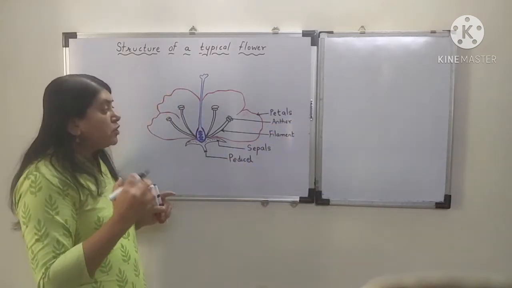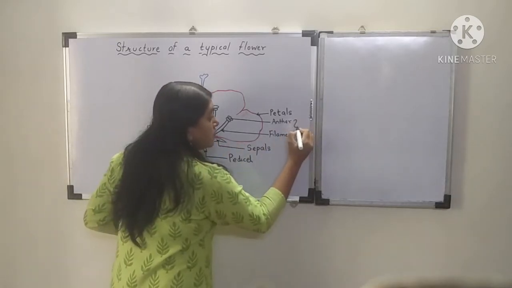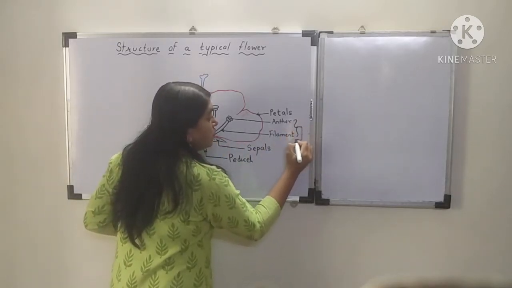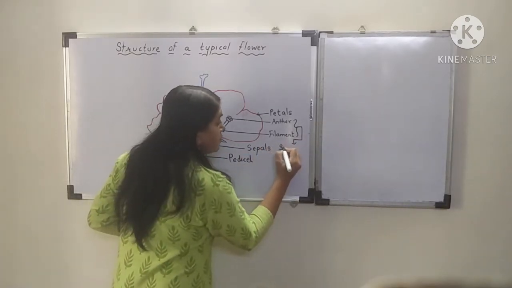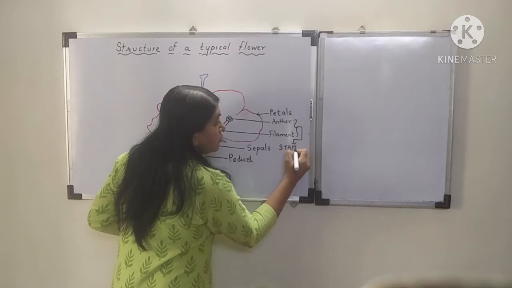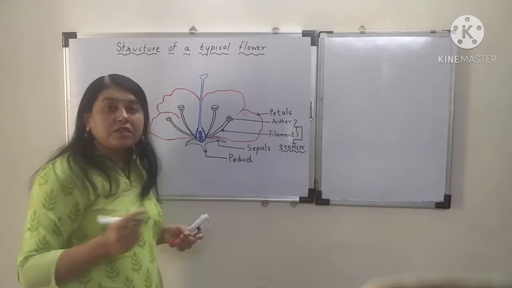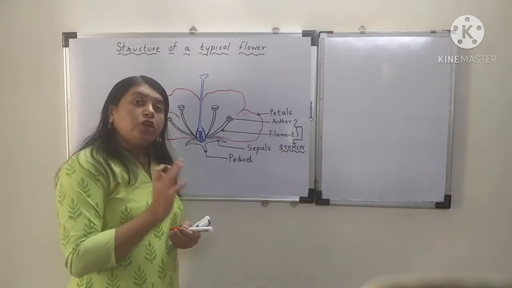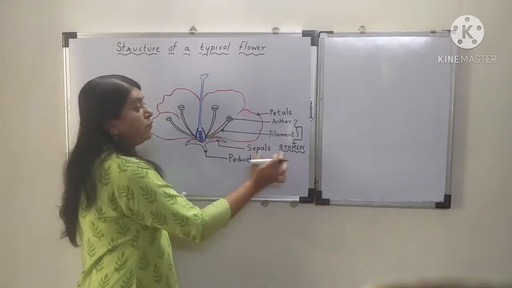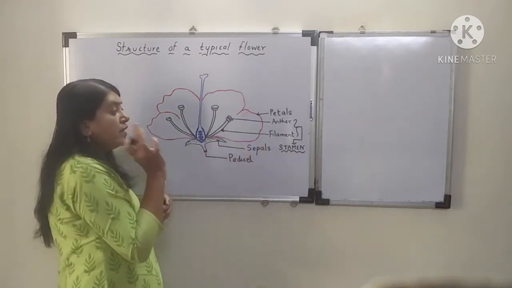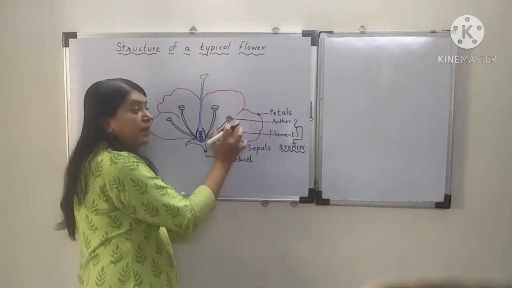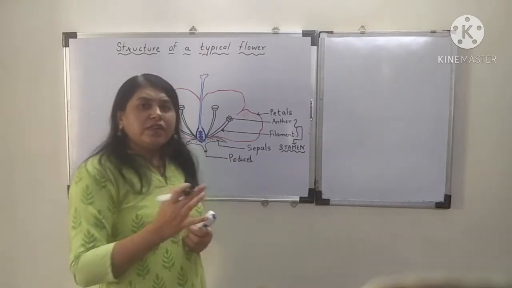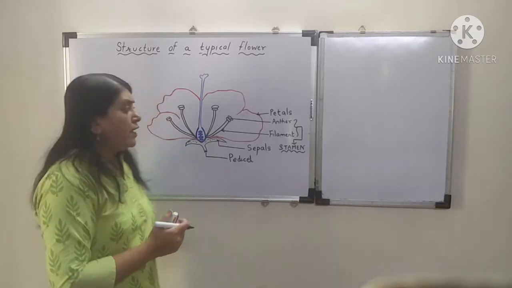Anther and filament together, this complete whole is called the stamen. Writing in capitals because it would be easier for you all to relate to it. So anther and filament is called the stamen. That means stamen is the part of the flower which contains filament and anther. What is the significance of it? That we'll see in a short while.